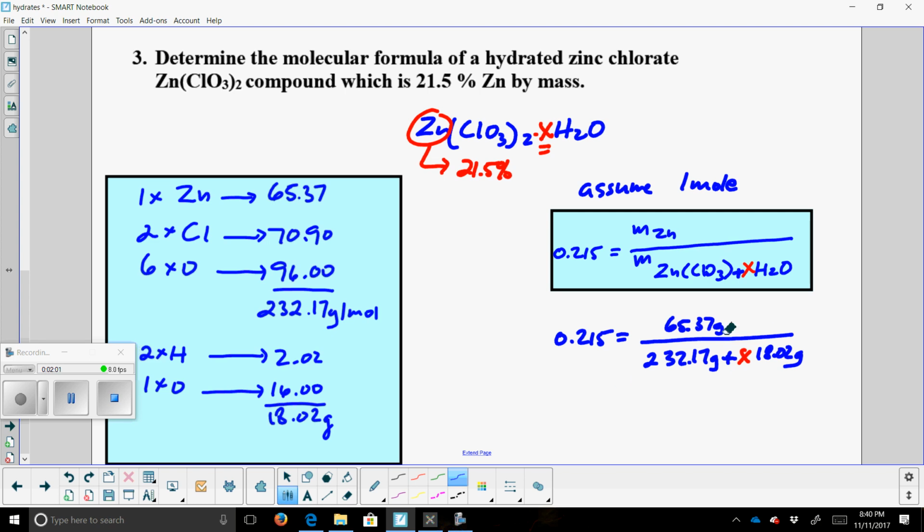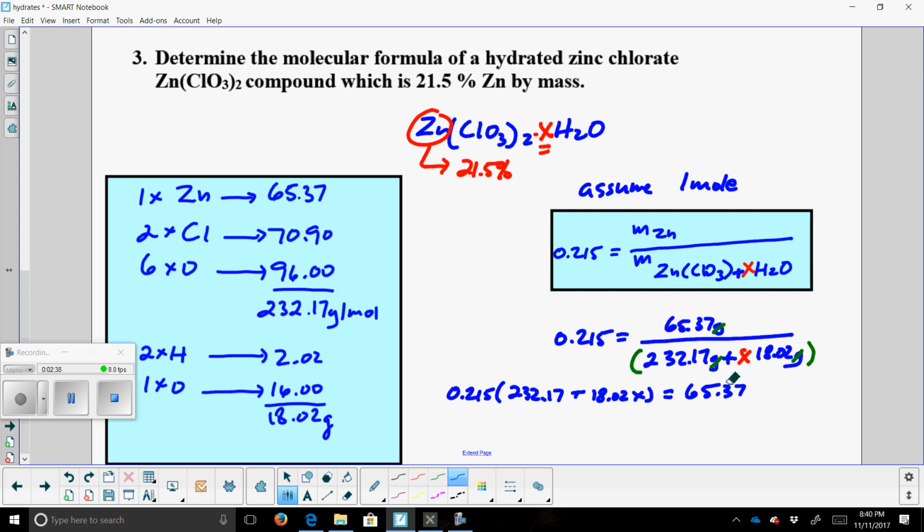So what we're going to do basically is just solve for X now that we have all the masses. First thing is we can cancel out the units because the units appear in every quantity in this particular fraction. And we're going to bring this entire denominator all the way over to this side. So here's what we have: 0.215 times (232.17 plus 18.02x). Remember, the x over here is associated with the 18.02, and this is equal to 65.37.